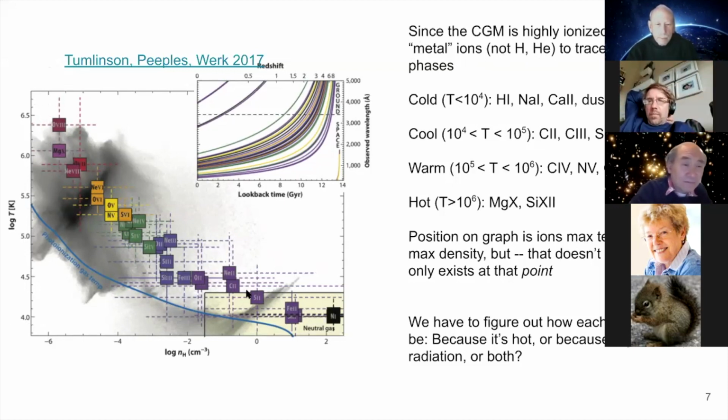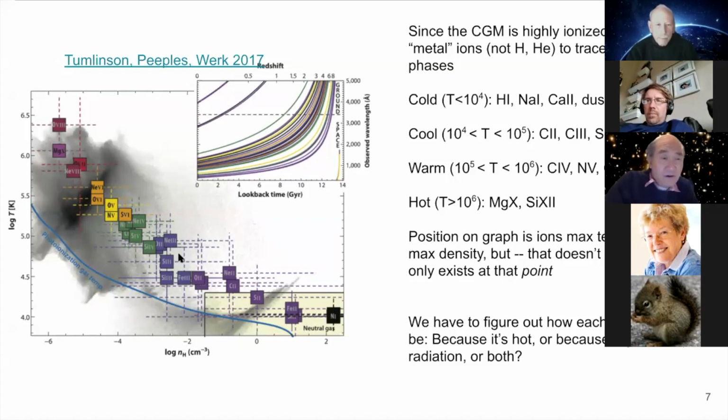So basically, as you go from bottom right to top left, you're going from neutral gas to ionized gas to highly ionized to extremely high ions. However, we need to be careful using a plot like this, because the actual maximum of each ion isn't necessarily at the spot where this box is. This box is the best density independent of temperature, and this is the best temperature independent of density. But if you have density and temperature effects that both matter, you can get gas that's not necessarily at this point, right?